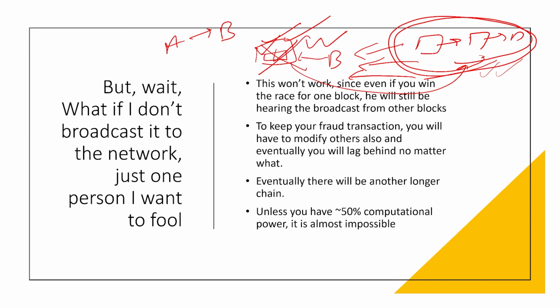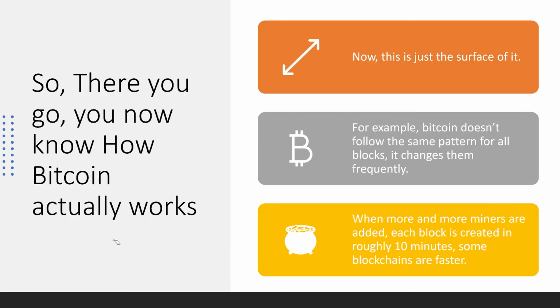And the only case in which A can keep up with this charade is if he has more than 50% of the computational power of the entire world. Because even if he wins this lottery for the first few blocks, it doesn't mean he can win it for all the subsequent blocks. Eventually somebody else is going to win the lottery and beat him. So there you go. Now you know how Bitcoin works.